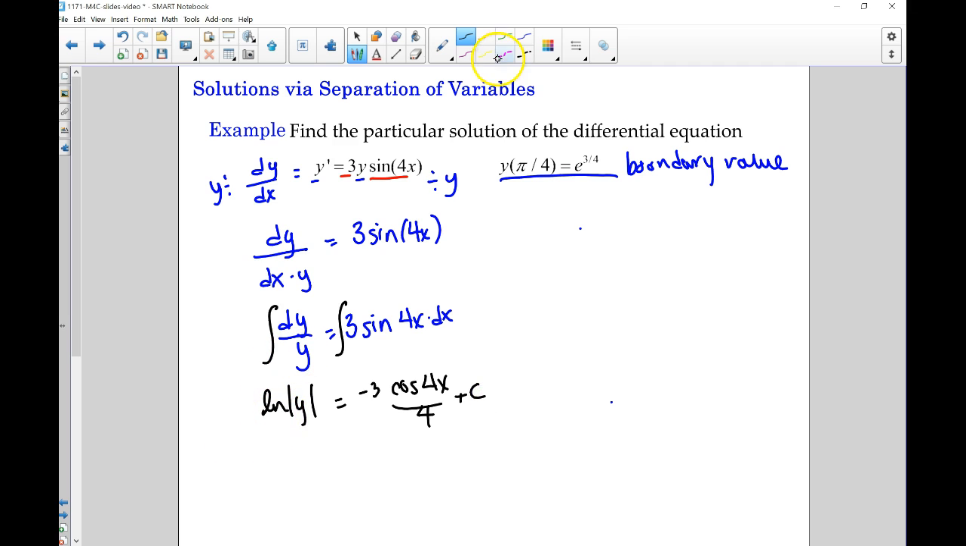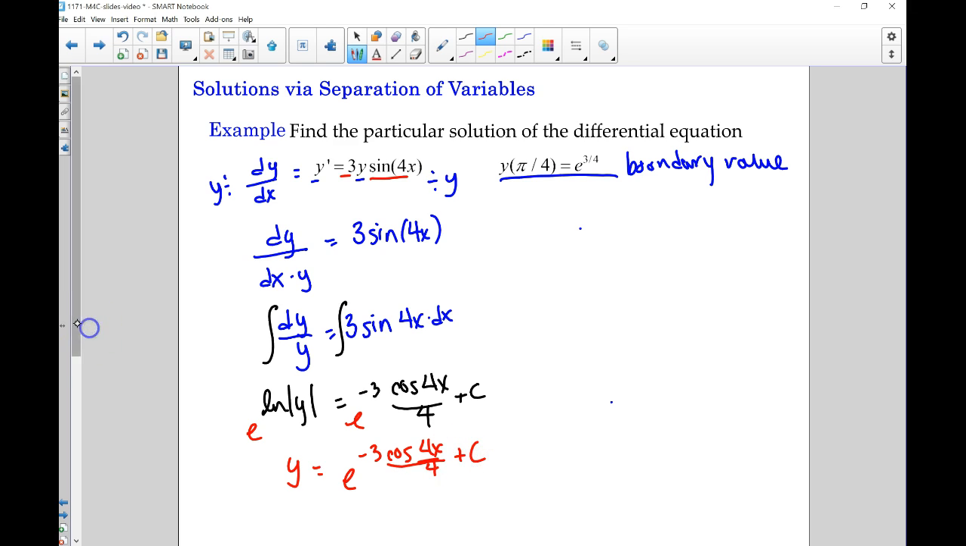Okay, and then now to isolate y, I would need to exponentiate each side, so take e to both sides. And I can write this as absolute value of y, or really we can just write it as y, is equal to e to the negative 3 cosine of 4x over 4 plus c.